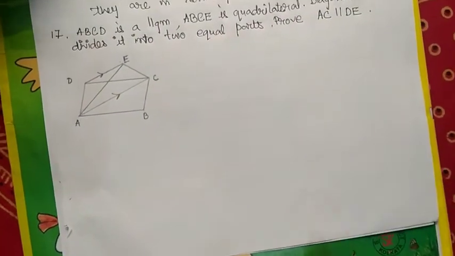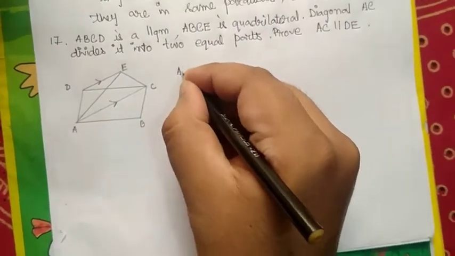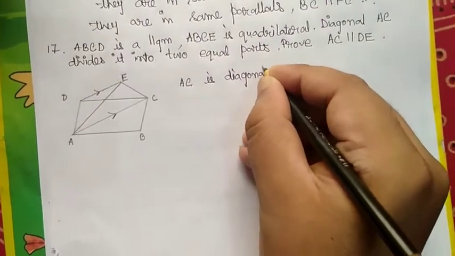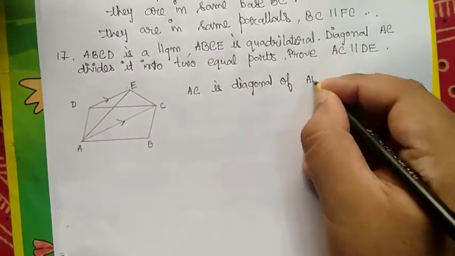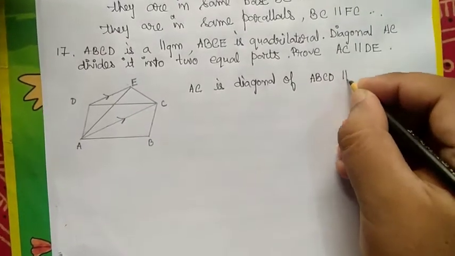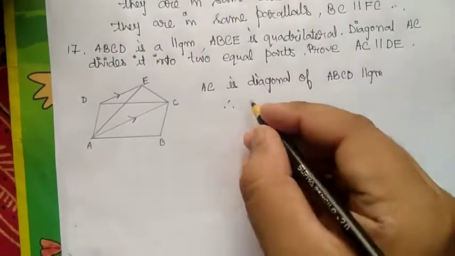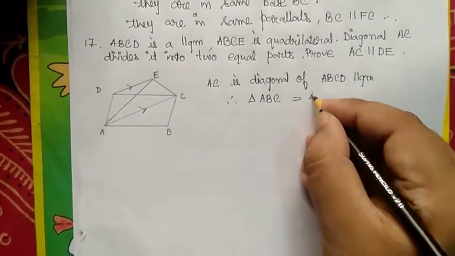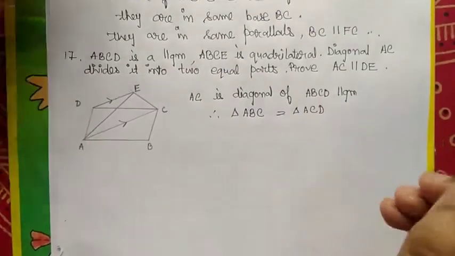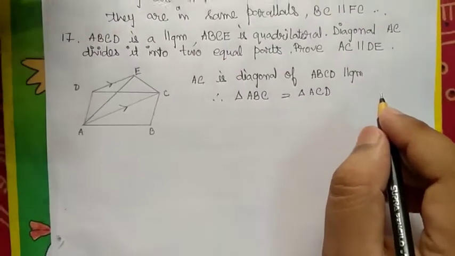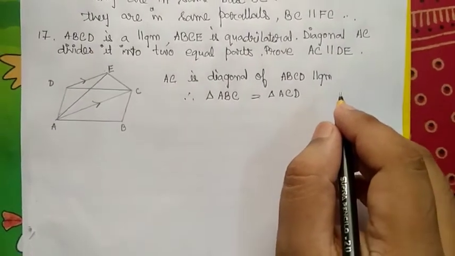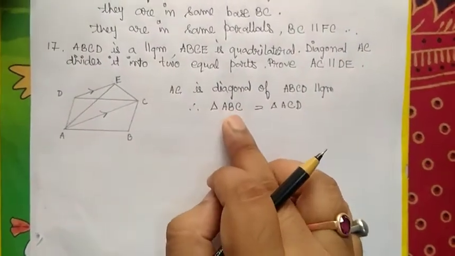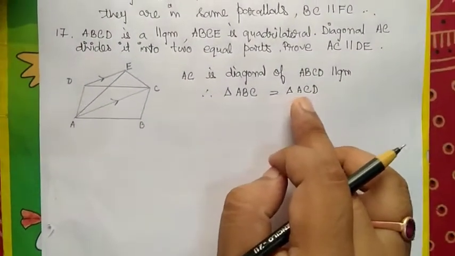So now AC is the diagonal of ABCD parallelogram. So therefore, previously we know that a diagonal of a parallelogram always bisects it, or cuts it into two equal halves. So we can say that area of triangle ABC equal to area of triangle ACD.